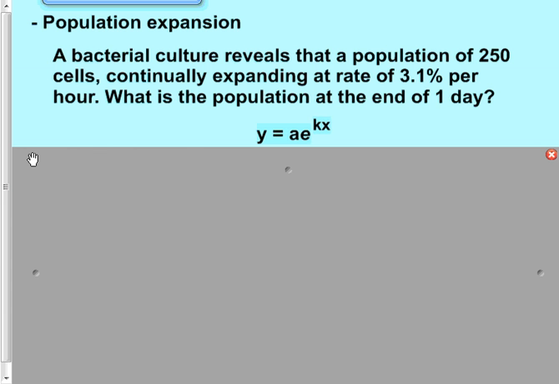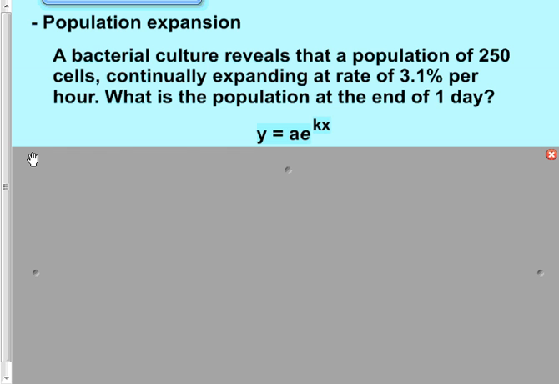And then k represents our constant of proportionality. This is the part that we really need to understand. Positive k will tell us that our population is growing. Negative k would be a population that is shrinking. This is going to be growth, so we want to make sure that k is positive. And we have 3.1% as our growth rate.